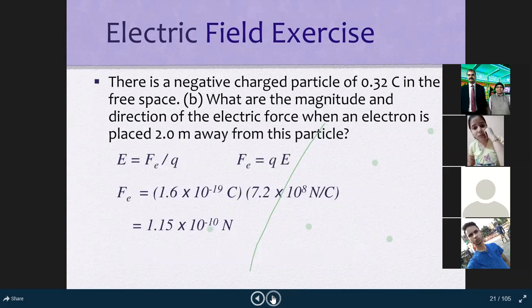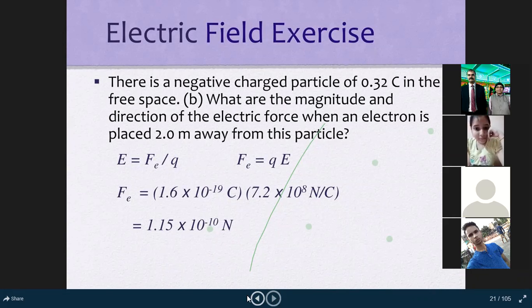Next, there is a negative charge particle of this much in the इसका solution है, ये second part का question number B का, what are the magnitude and direction of electric field when an electron is placed in 2 meter away from this particle?